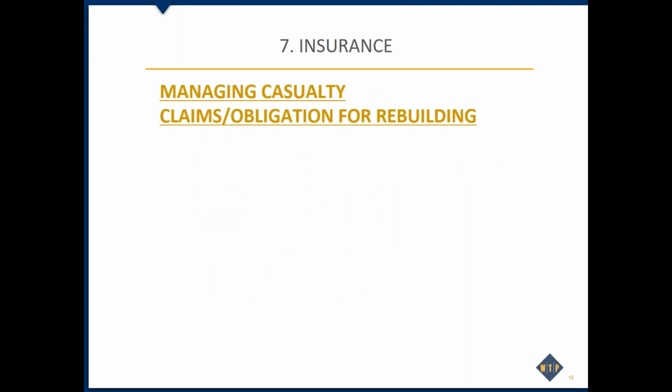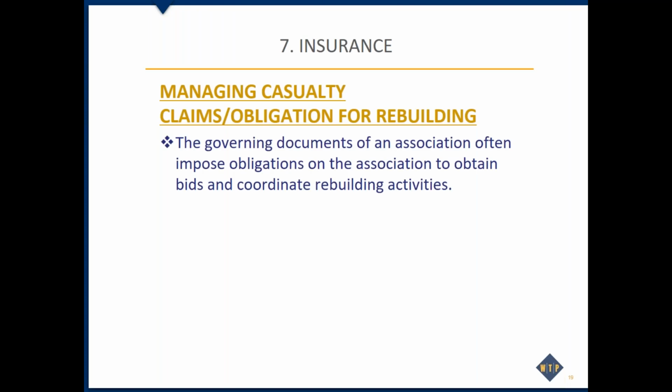So let's talk now a little bit about managing the casualty. Most of the governing documents of an association will impose obligations on an association to take the insurance claims and manage the process, which would be to get bids and coordinate rebuilding services. So when you took your job on the board, did you know that you were going to be a project manager, where you had to go out and meet with the contractors and decide what bids to get and which contractors to select and how to spend the money? Well, that is an obligation that's often on the board of directors. Now, most of the time, if you have professional management, the associations will be offloading that responsibility to their management company, but you do have to understand it is the association's responsibility to make it happen.